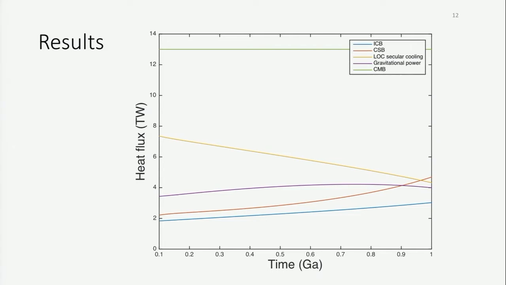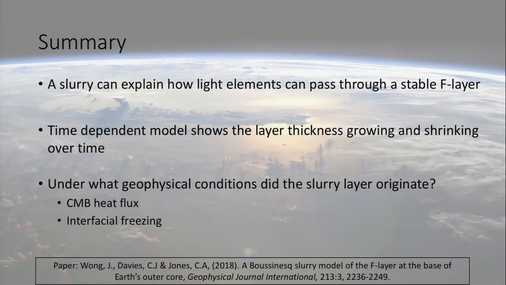And then eventually, because the liquid outer core is shrinking in volume, the effect of this decreases over time, which might be related to how you see the layer shrink later on. So this is just a summary of what I've just gone through. Thank you for listening.